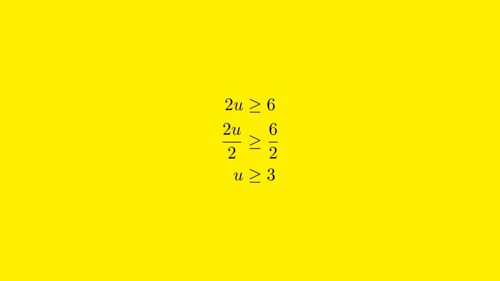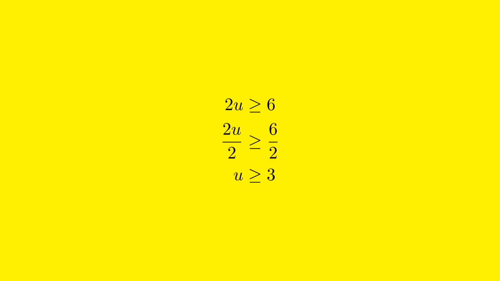2u divided by 2 greater than or equal to 6 divided by 2. This simplifies to u greater than or equal to 3. At this point, we have successfully isolated u, and our inequality is now fully solved. The solution tells us that u must be greater than or equal to 3. In inequality form, the solution is u greater than or equal to 3.